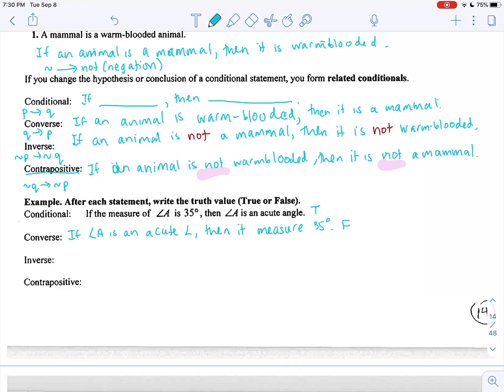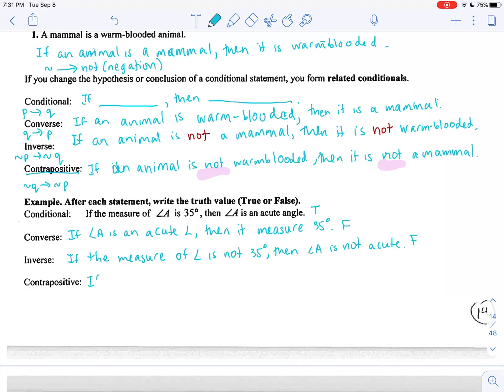An inverse, again, is adding nots to the original conditional. So if the measure of angle A is not 35 degrees, then angle A is not acute. That's also false, because if it's not 35 degrees, it could be anything less than 35 or greater than 35, which then means it could be acute or it could be obtuse or it could be 90 degrees or a right angle. So that statement is false.